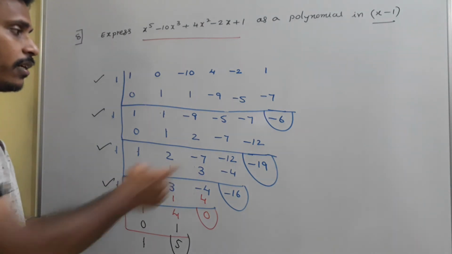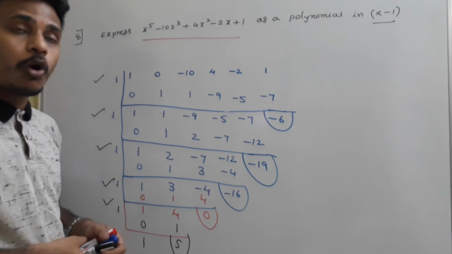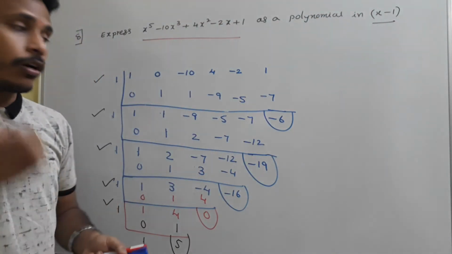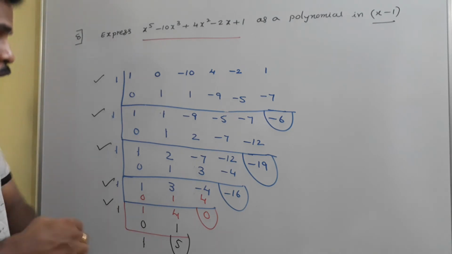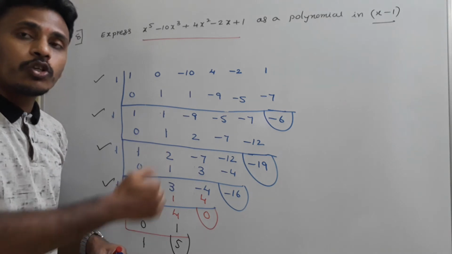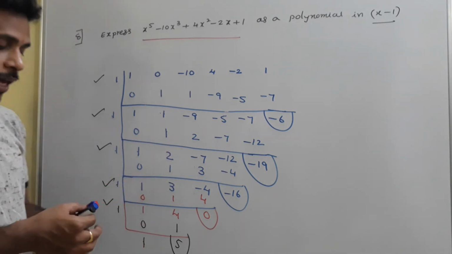See, totally here 1, 2, 3, 4, 5, 5 steps are involved. Why? Because this is of 5th degree and this is of 1st degree. So 5 steps are involved. Every step represents one particular statement according to the division algorithm. So from those statements we will get the given polynomial in terms of x minus 1.